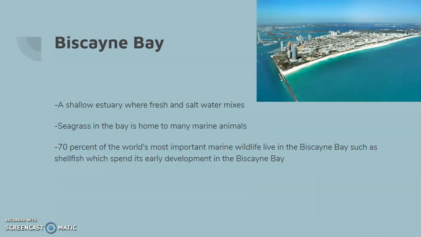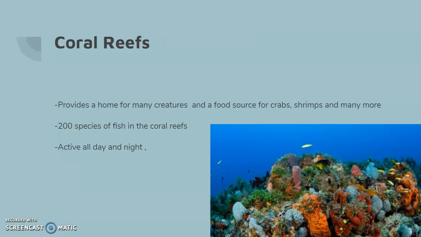So the first one is the Biscayne Bay, which is a shallow estuary where fresh and saltwater mixes. Seagrass in the bay is home to many marine animals, and 70% of the world's most important marine wildlife live in the Biscayne Bay, such as shellfish, which spend their early development there. And then the photo just shows the Biscayne Bay, and you can see here there are a lot of people who live very close to it, so that's not good for a lot of the development there.